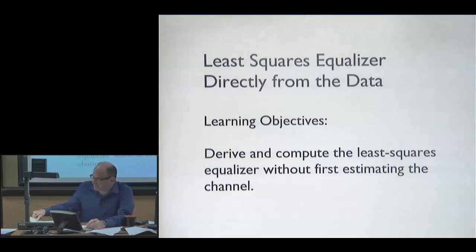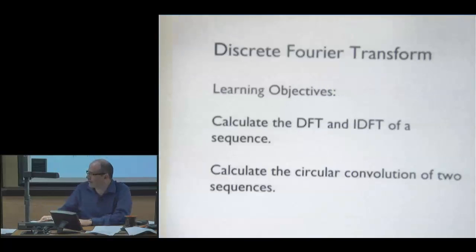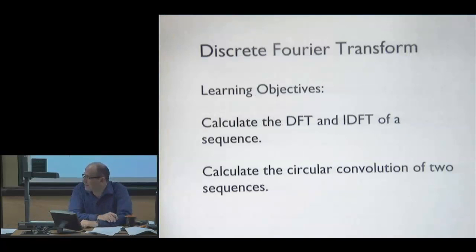And then after that, we're going to continue into the frequency domain and look at why it is challenging to equalize in the frequency domain in the first place. And then we're going to build up another mathematical approach for equalization based on the discrete Fourier transform, which we review at the end of the lecture. And this is the discrete Fourier transform, not the discrete time Fourier transform. So this is a different transform that will turn out to be very useful from a signal processing perspective.